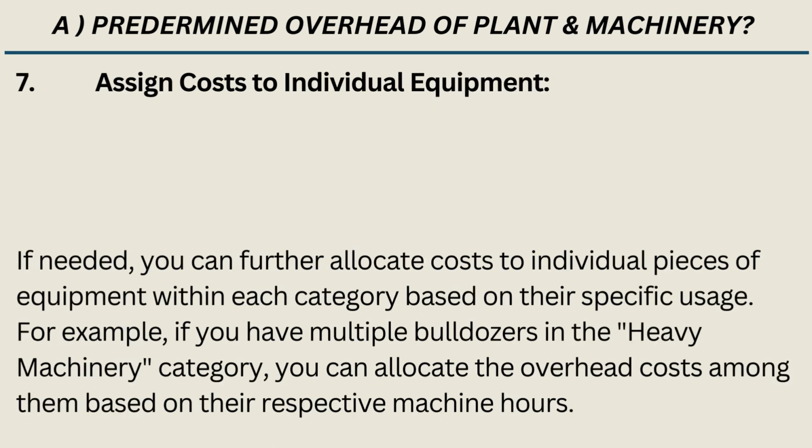7. Assign costs to individual equipment. If needed, you can further allocate costs to individual pieces of equipment within each category based on their specific usage. For example, if you have multiple bulldozers in the heavy machinery category, you can allocate the overhead costs among them based on their respective machine hours.